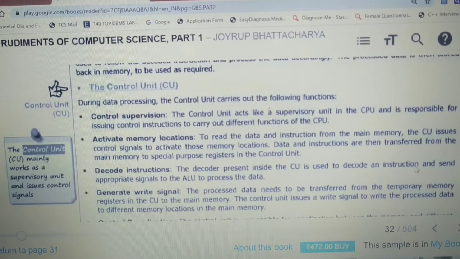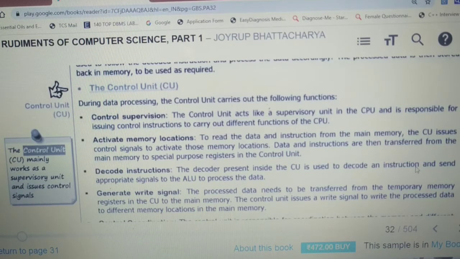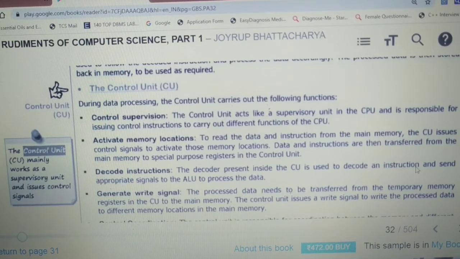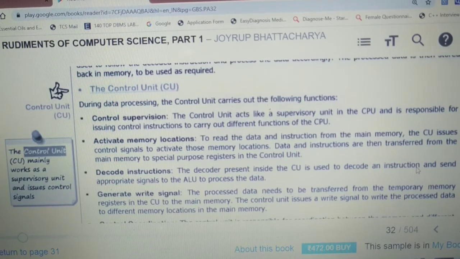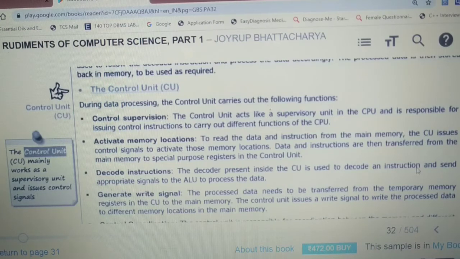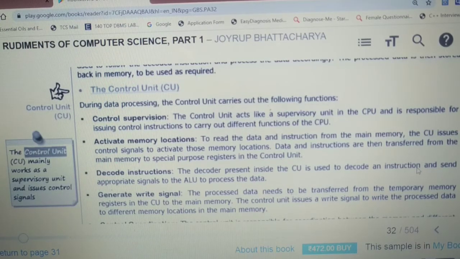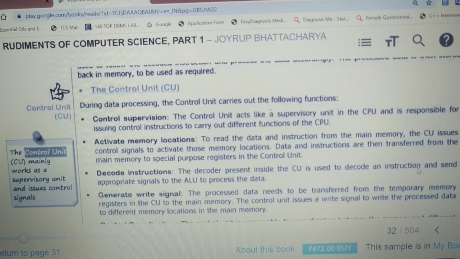Now the fourth one is generate write signal. The processed data needs to be transferred from the CPU to main memory. So after processing, we have to send this result to the output device, and that's why we need to store it in the main memory. Okay. Now the control coordination. The CU is responsible for the coordination between the memory and the different input-output devices. As I am saying, from the input device, instruction or data is coming. It is stored in the main memory, and after processing, from the main memory it goes to the output devices. So control coordination is very important.